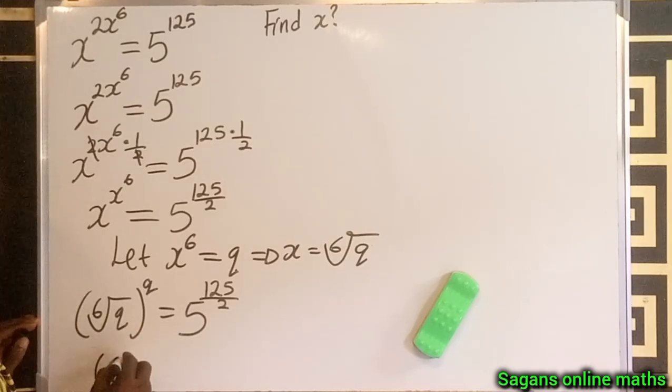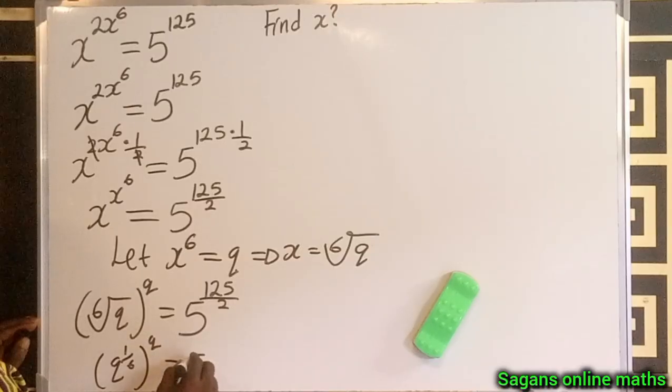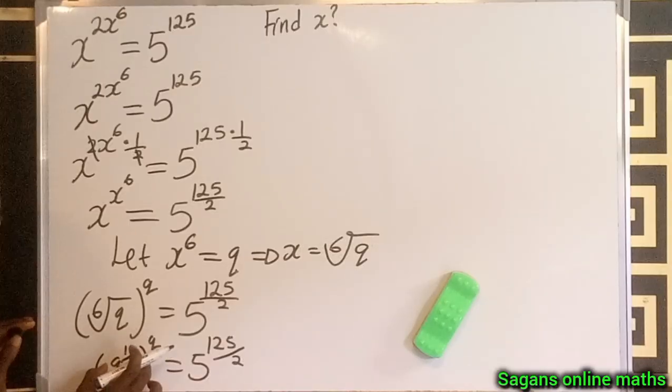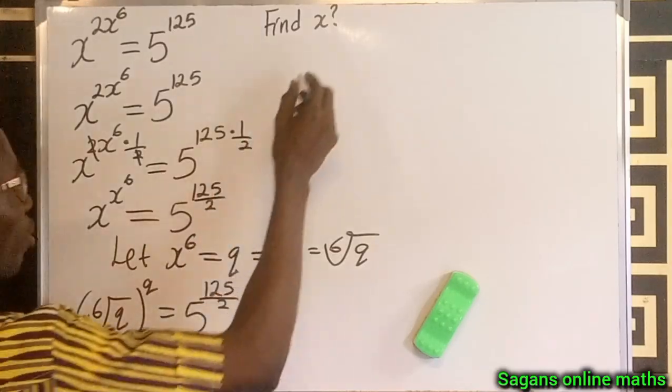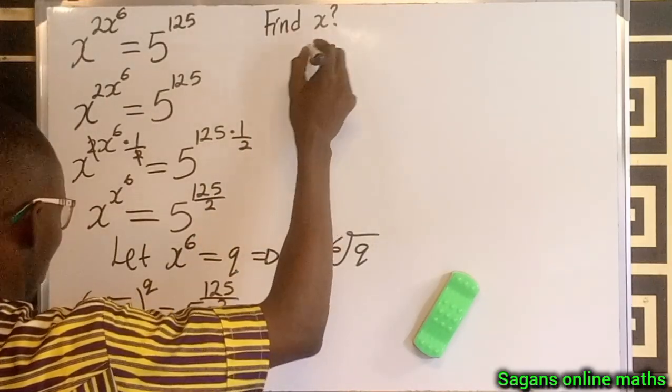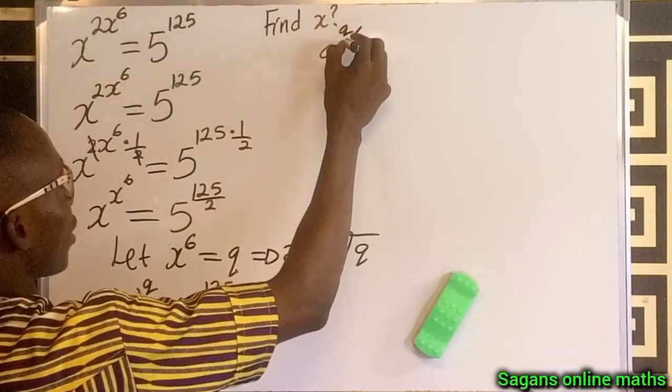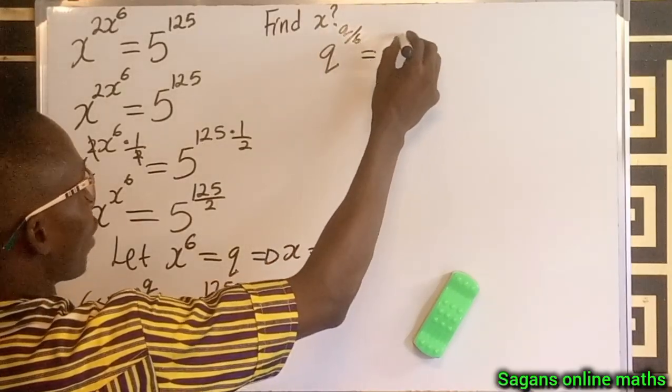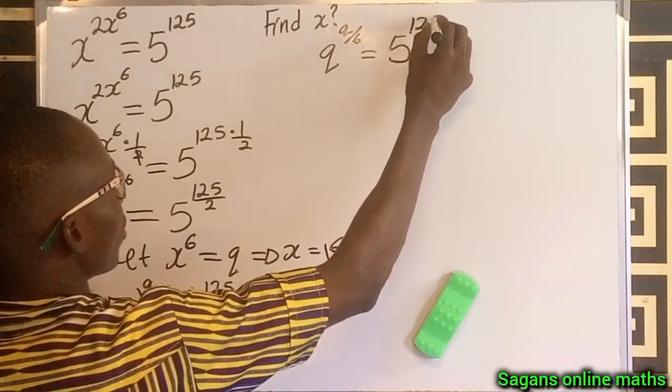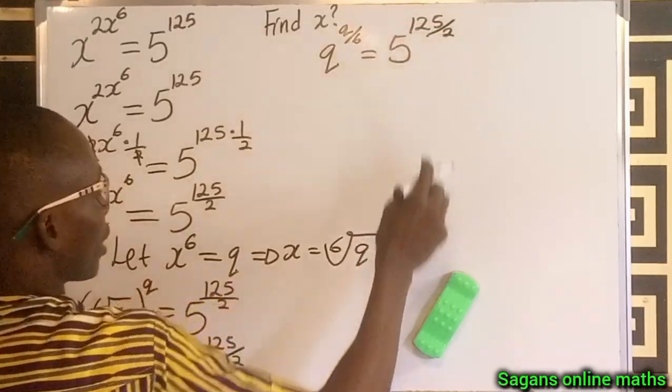Into q to the power what? (1/6)^q is equal to 5 to the power what? 125 divided by 2. Remember that the index inside the parentheses can multiply the index outside the parentheses. I want to add that this is q to the power of q divided by 6 is equal to 5 to the power of 125 divided by 2, right?